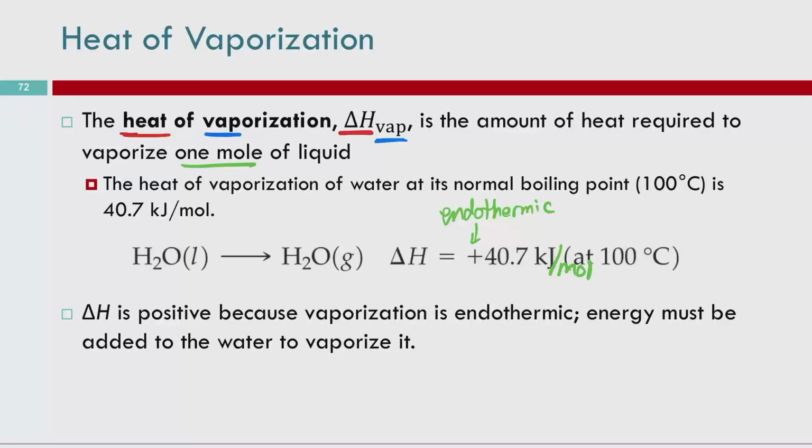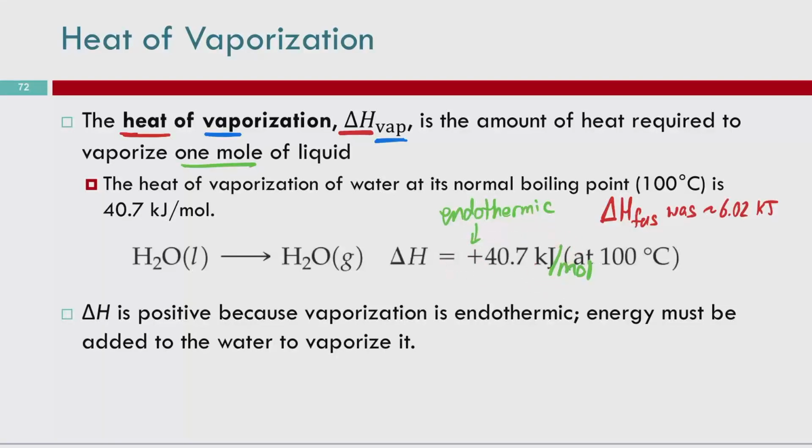Does anyone remember what our delta H of fusion was? Roughly. Yeah, it was like 6. So about 6 kilojoules. This is like 40.7 kilojoules. So this is like 6 2/3 times more energy to completely separate versus just being able to travel past your neighbor in the melting process. So this is way more energy.